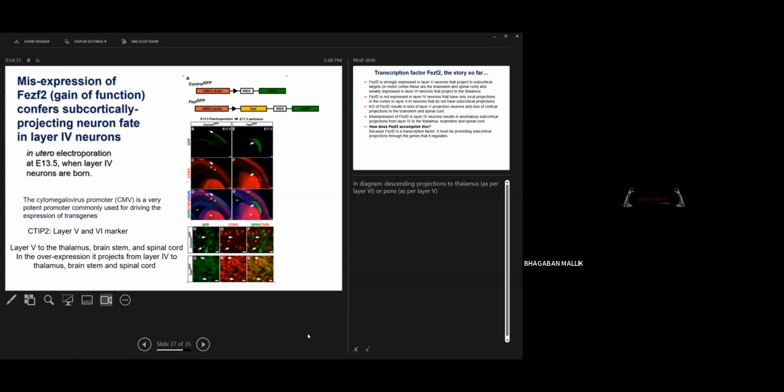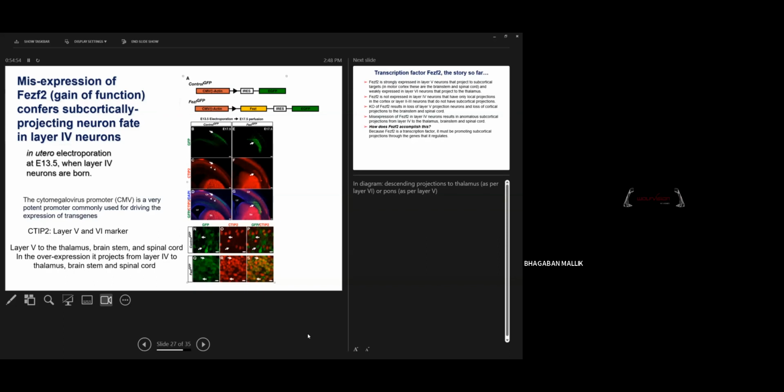In the control, you do not have marking of layer 4 because it's not co-localizing. So it is only marking layer 4 and layer 5 separately. But here you have marking of layer 5 and layer 4 both. Layer 5 because you have this protein mostly localized in layer 5. That's why you have co-localization with the red channel.